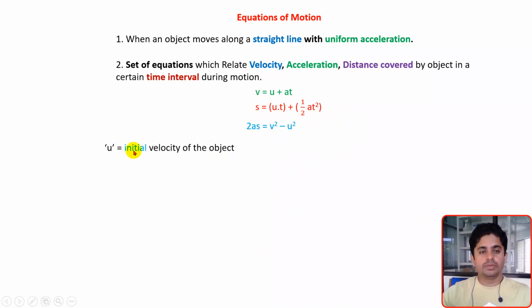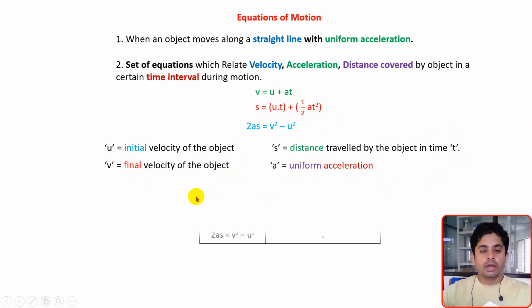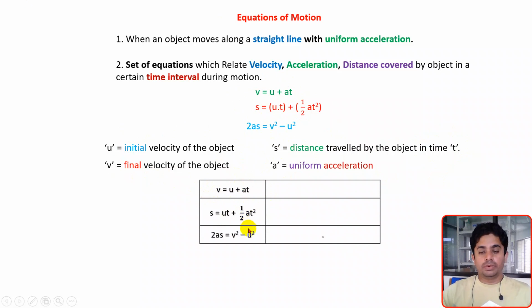What are these different terms? u is the initial velocity of the object, v is the final velocity of the object, s is the distance traveled or covered by that object in the certain time t, and a is the uniform acceleration. With these terms, these equations are written here. Again, the three equations: v = u + at, s = ut + ½at², 2as = v² − u².